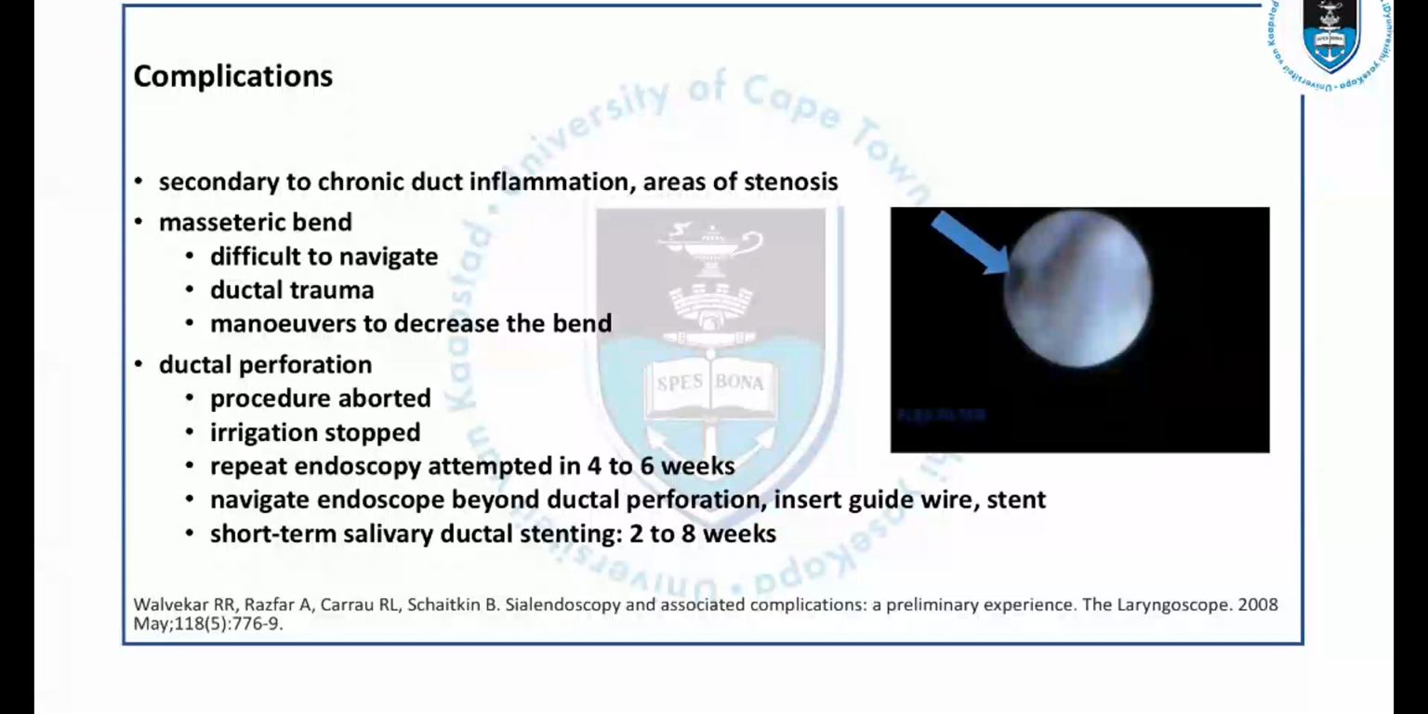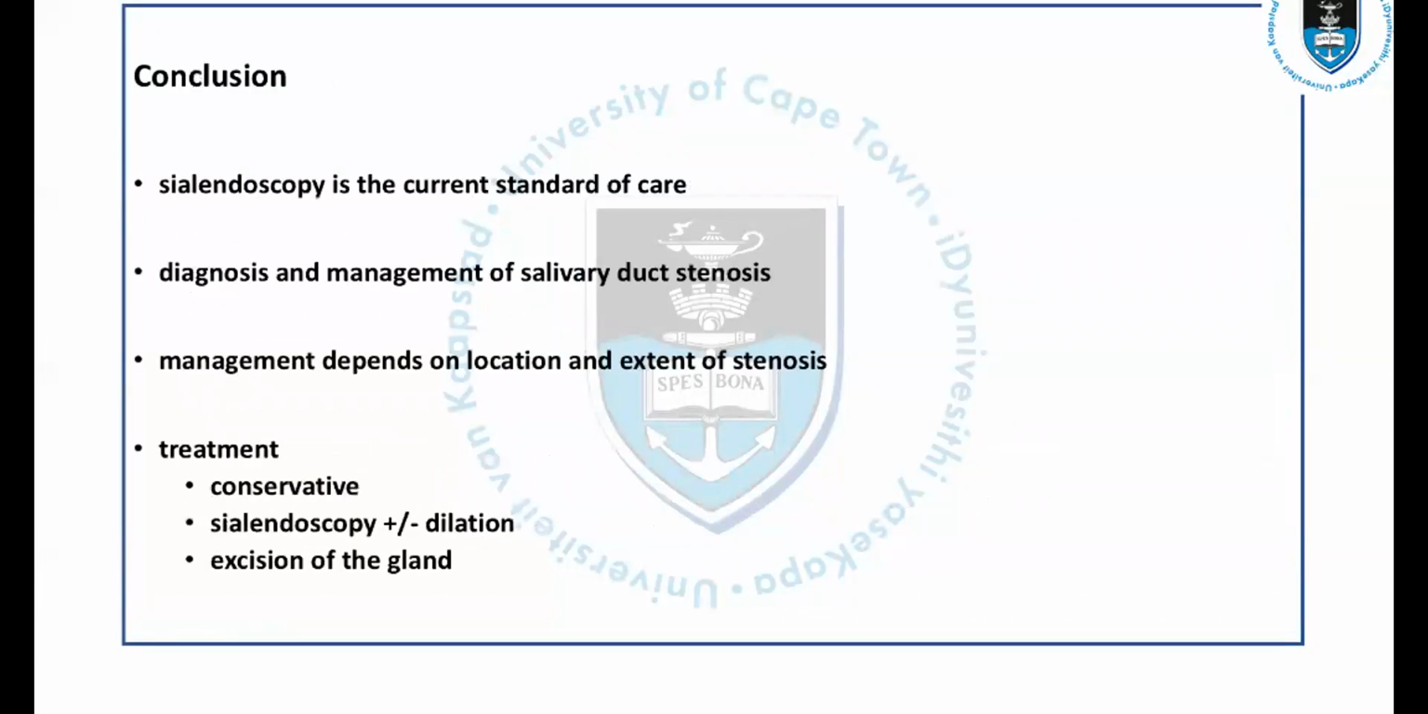If you have an experienced surgeon who's skilled in sialendoscopy, they may be able to navigate the endoscope beyond the ductal perforation and leave a guide wire in place. The scope can then be replaced by a stent, and usually short-term salivary ductal stenting is recommended depending on the extent of the ductal injury, and that varies from 2 to 4 weeks.